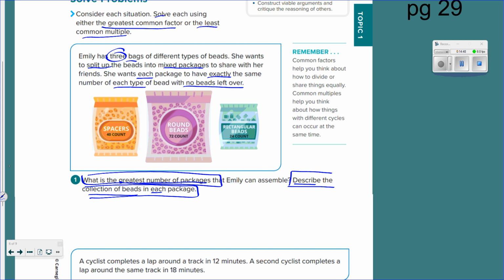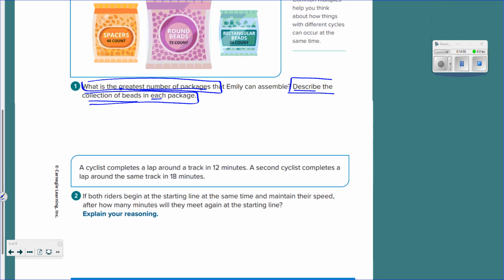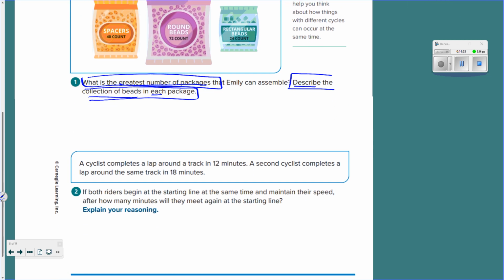A cyclist completes a lap around the track in 12 minutes. A second cyclist completes a lap around the same track in 18 minutes. If both riders begin at the starting line at the same time and maintain their speed, after how many minutes will they meet again at the starting line? So there's our question. There's another important part there though, right? When you're reasoning. So both of these questions have two parts. So now do we need to do the math? Yes. Now they're asking for answers. So we're doing that next step.